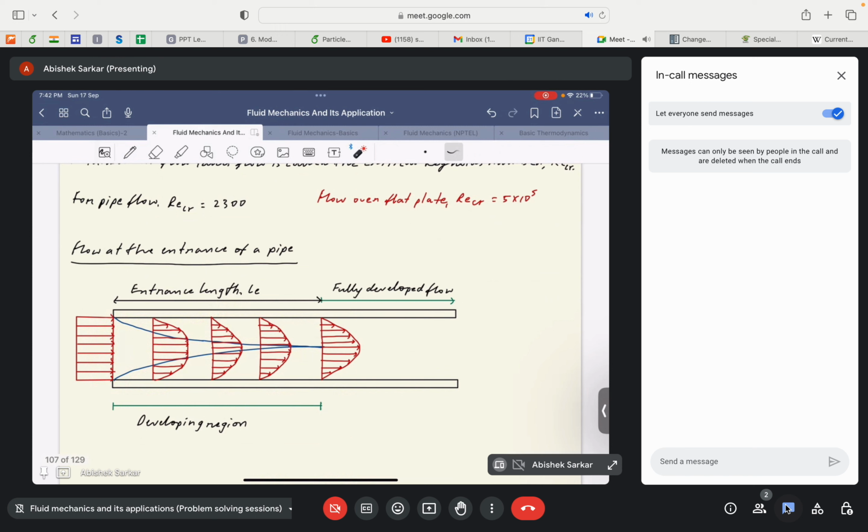After some time, these boundary layers would develop and merge at a point beyond which the flow is completely viscous, right? The viscous forces would be there throughout the cross section of the pipe. The distance from the entrance of the pipe to the point where these two boundary layers meet is known as the entrance length, and this region where the flow is developing into a fully viscous region is known as the developing region.